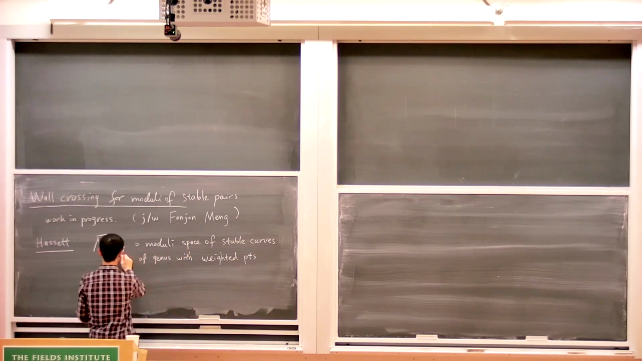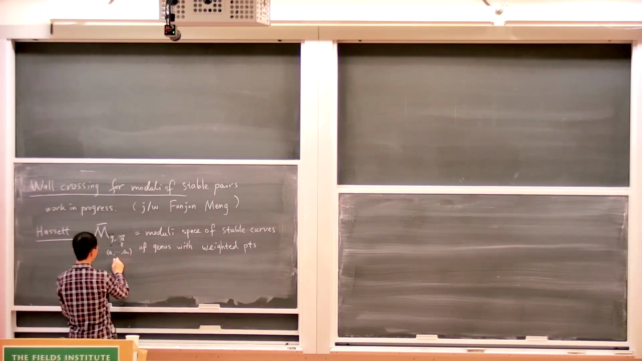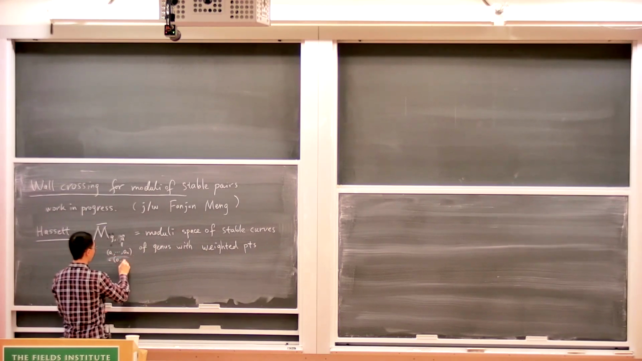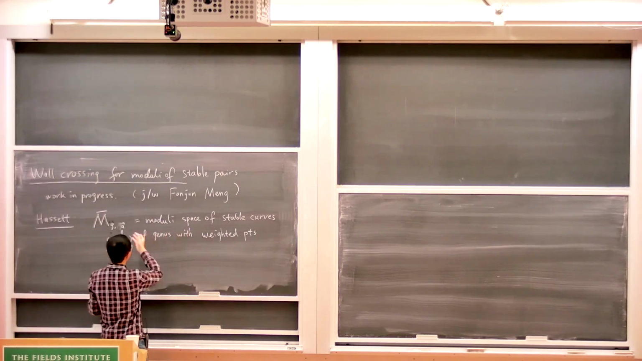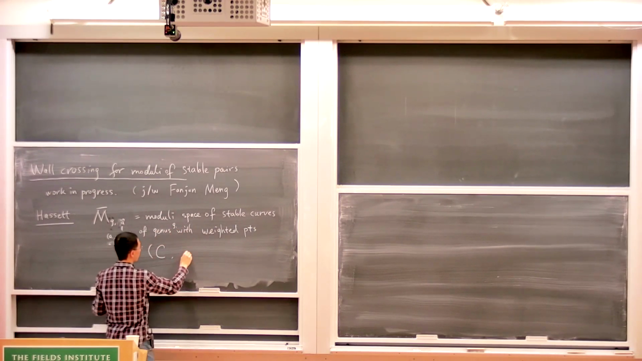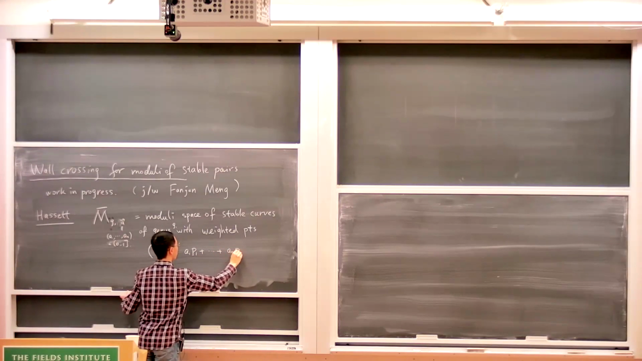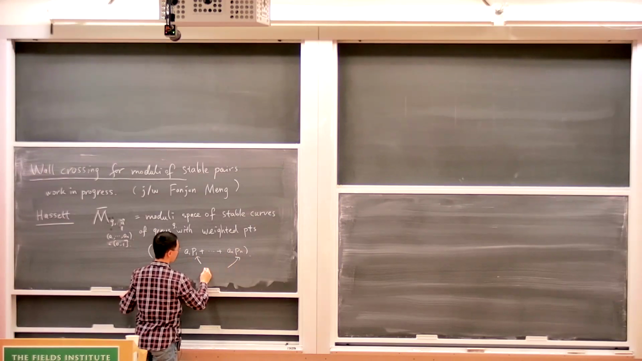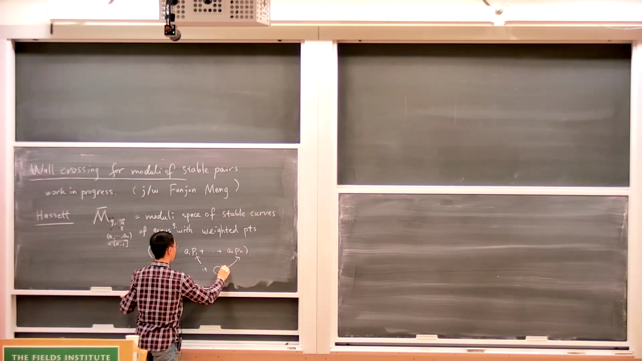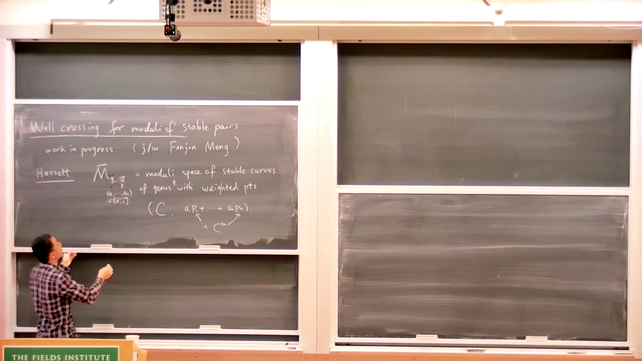Okay, so let me write this like A1 through An. They are all positive, and they are between 0 and 1. So basically the object parameterized by this moduli space is a stable curve of genus g together with these marked points, where these are in the smooth locus of C. Right, so that's the object. So it's a compact and even projective moduli space.